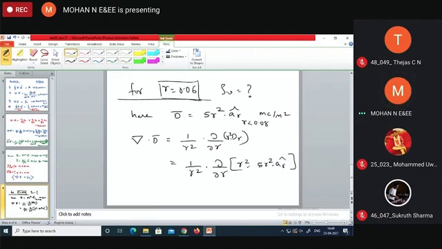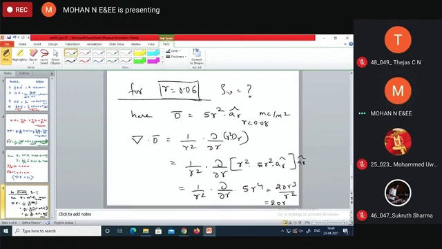So a r cap into a r cap is 1. So 1 by r square into dou by dou r into 5r to the power of 4. It is nothing but 20 r cube by r square, which is nothing but 20 r.